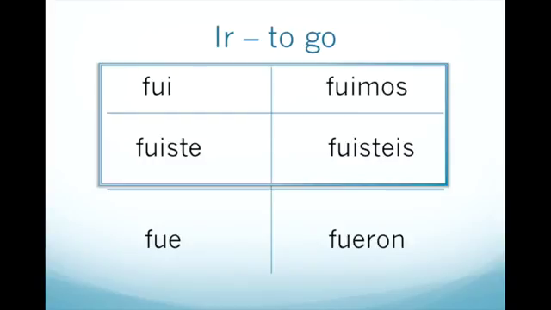So the conjugation for ir and the conjugation for ser in the preterite tense are exactly the same. How do you know which one is being used? If you hear yo fui, you have to listen to what comes after it. For example, yo fui al parque. I went to the park. Yo fui simpático does not mean I went happy. It means I was happy. So using the context of the sentence, you have to determine if you're talking about going somewhere or being something.